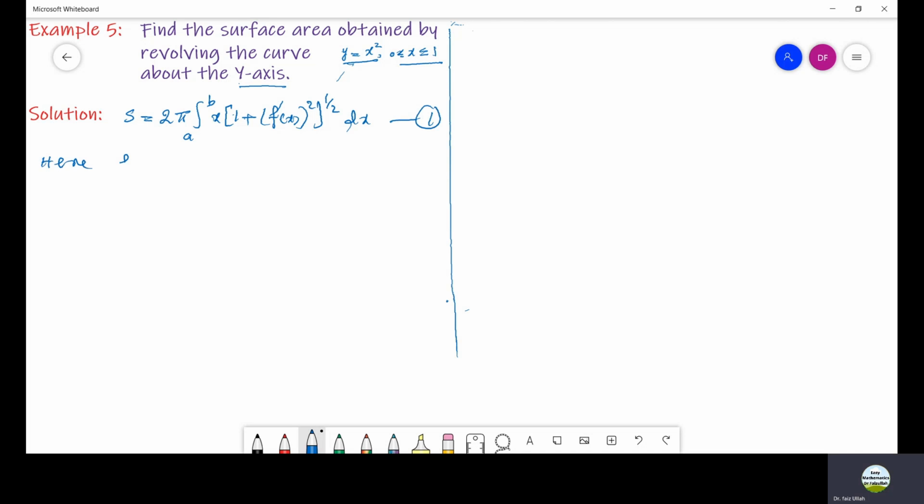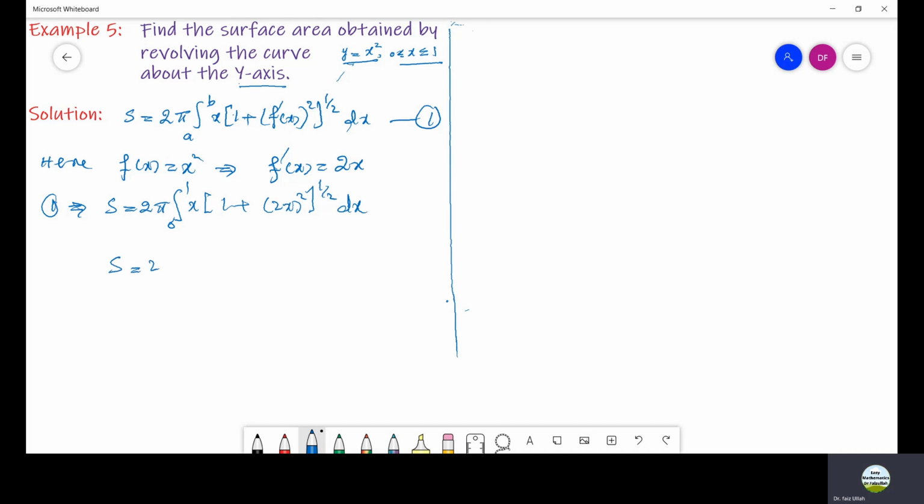Here f of x is equal to x square, and from this we can get f dash of x, which is equal to 2x. A is 0 and b is 1. Plug these values in 1. We have S is equal to 2 pi, integration is from 0 to 1 x into 1 plus f dash square. F dash is 2x. So (2x) square raised to the power 1 over 2 into dx.